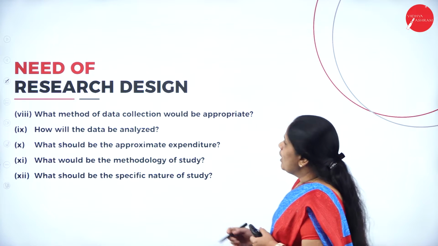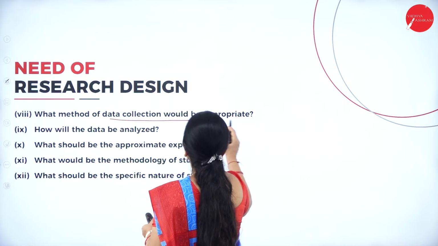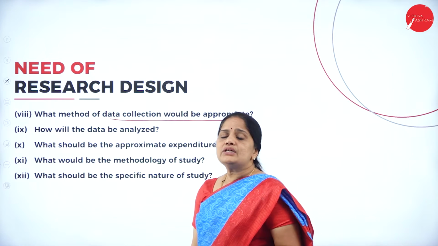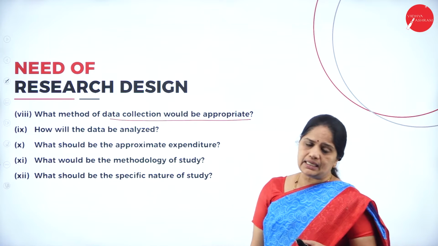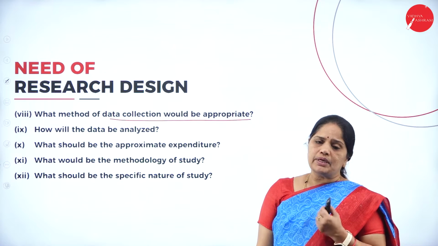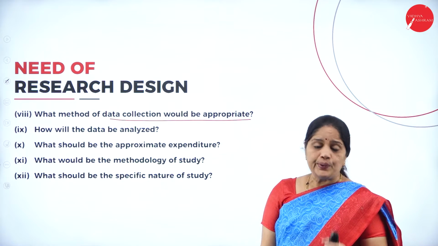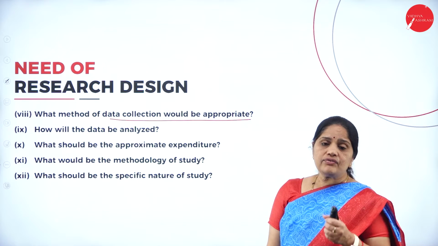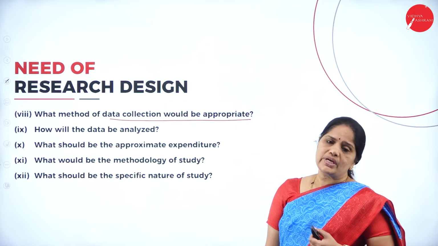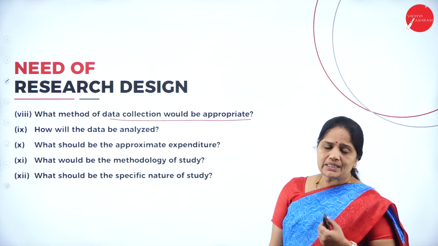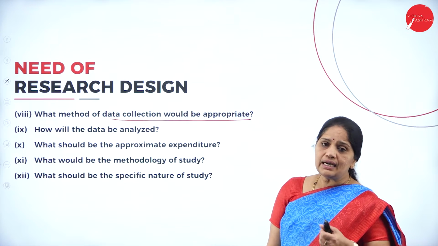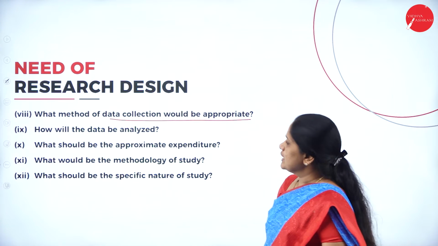Then next, what method of data collection would be appropriate, whether you go in for the primary data or whether you go in for the secondary data. So in case of primary data, it becomes more important for us to identify who our respondents are and what kind of information we are collecting. In case of a questionnaire method, what are the questions you need to frame, what will be the structure of the question, and whom you have to approach to collect the information, all this becomes important.